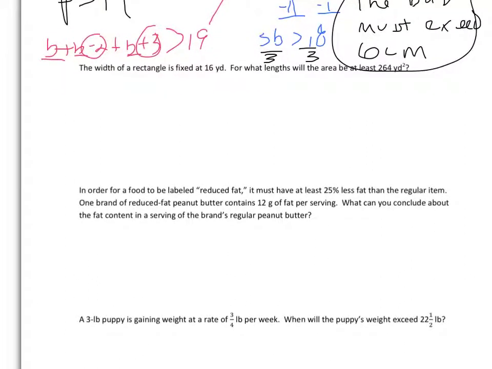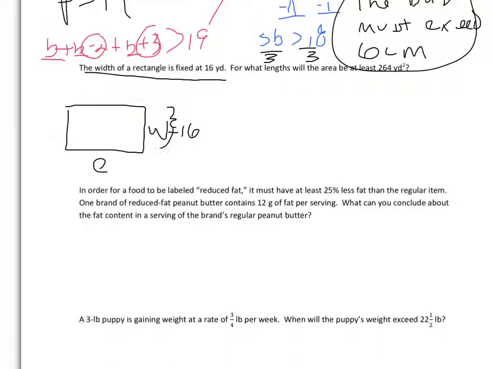Okay, so next one here. It says the width of a rectangle is fixed at 16 yards. For what lengths will the area be at least 264 square yards? So as soon as we have a rectangle, I'm going to draw a rectangle. Now it says it has a fixed width. So I'm going to say this is the width and this is the length. So the width is fixed at 16 yards. So that dimension right here is 16 yards.